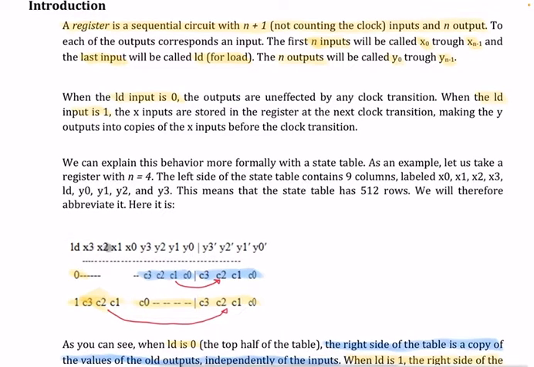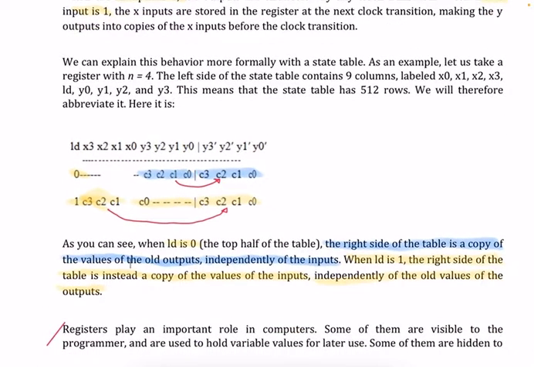Pag daw si load ay 0, makikita natin si left and right magkapareho sa output. Yung y is output, di ba? Ito, output, output. So, pag naman 1 siya, makikita nyo yung x, which is the input, ay pareho dun sa right side na output. So, yun ang difference ng value ng load ay 0 at ang value ng load ay 1.